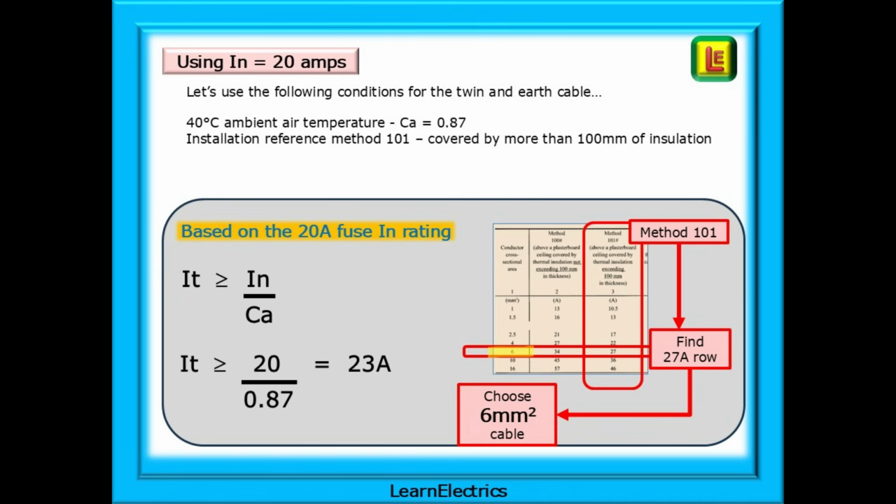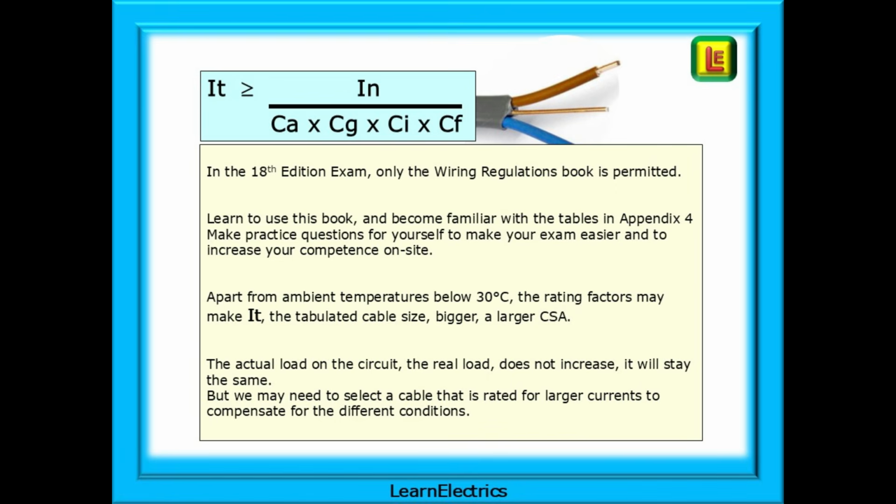That's a big difference. A very quick recap on what we've done. This is the standard formula for most domestic work where the cables are above ground. In the 18th edition exam, only the wiring regulations book is permitted, so learn to use this book and become familiar with the tables in Appendix 4. Practice now will give big benefits in the exam. Make practice questions for yourself to make your exam easier and to increase your competence on site.